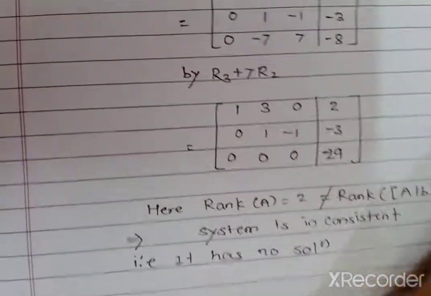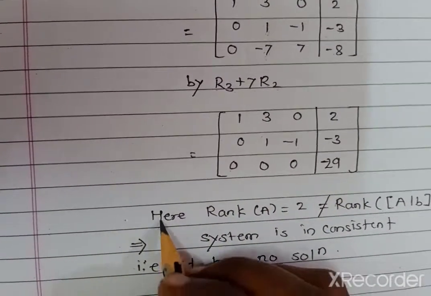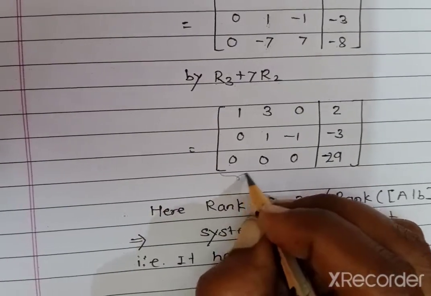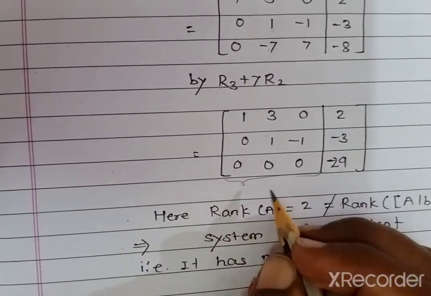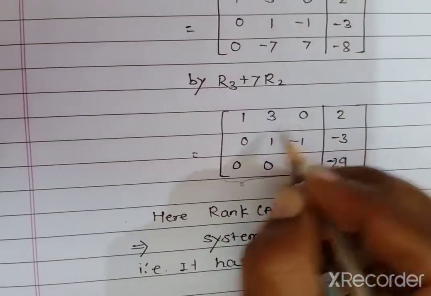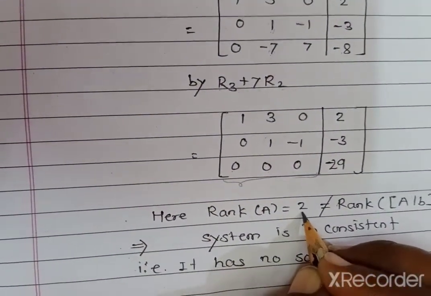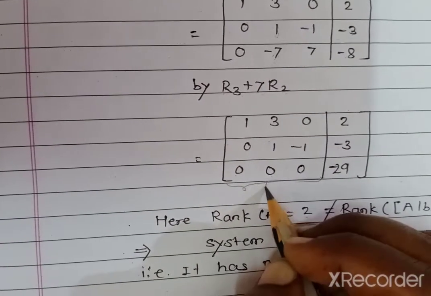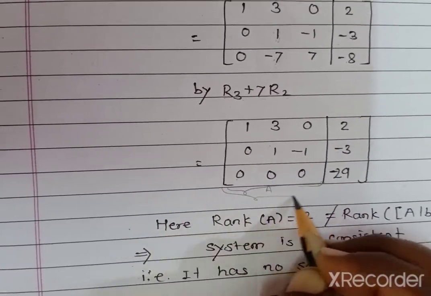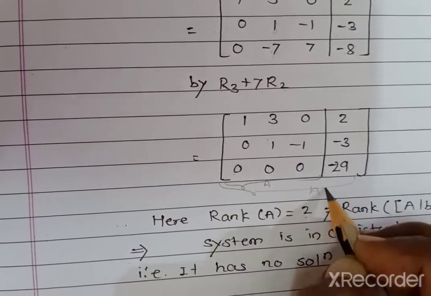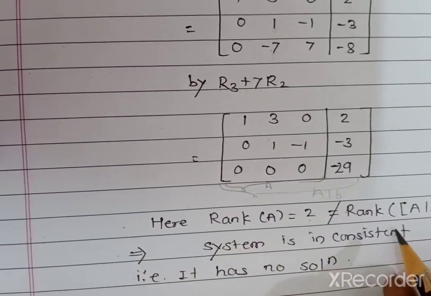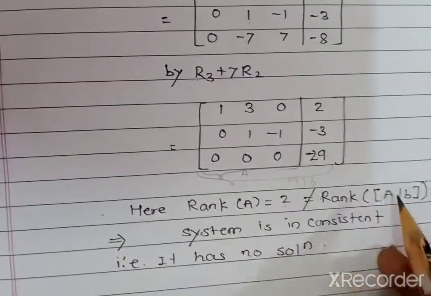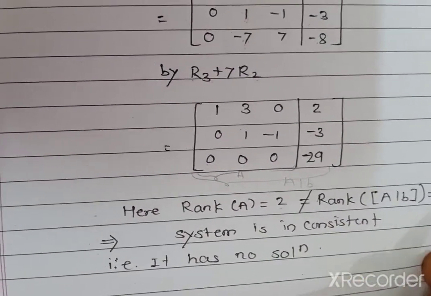Now, see here, the rank of A. This is represented as the rank of A. Here only 2 non-zero rows are present, so we write the rank of A is 2. And the rank of the augmented matrix A augmented B, this whole matrix, has 1, 2 and 3 non-zero rows, so the rank of A augmented B is 3.